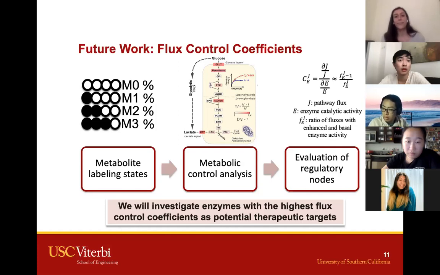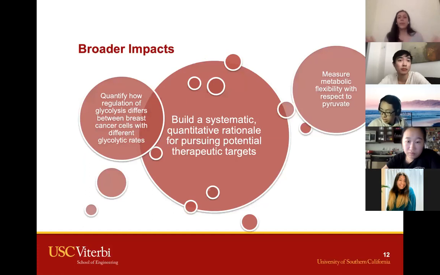So overall, big picture, we're using metabolomics to study how metabolism differs between two different breast cancer cell lines and seeing how their metabolism can change with different nutrients available. And the most important thing here is it's helping us build a systematic, quantitative rationale to pursue potential therapeutic targets.